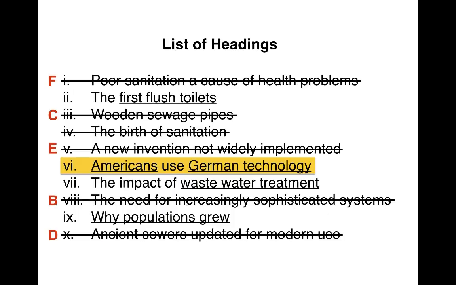Looking at the headings, this one was wrong. It wasn't about using German technology. The correct heading is number 7, the impact of wastewater treatment. So the wastewater treatment caused a reduction in disease and increased life expectancy. That's the impact. So number 7 is G. That's the correct answer. If we were in an exam, that would be it. We've finished. We've got all the answers.